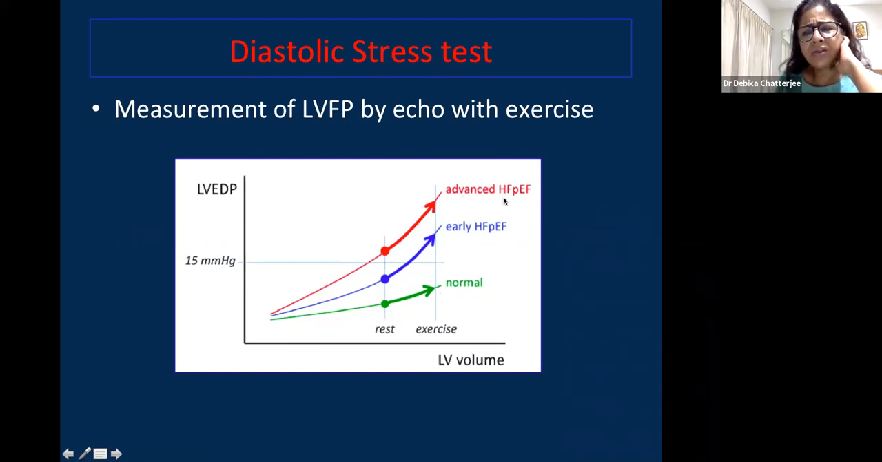Well, in advanced HFpEF patient, even at rest, the LV filling pressure is high and it will go higher as the patient walks. We got in advanced HFpEF patients, high LV filling pressure at rest. Now, what about this group of patients whose LV filling pressure is normal at rest, but as the patient starts walking or doing exercise, his or her LV filling pressure rises. So these are the patients who are in the early HFpEF, and we are going to measure the LV filling pressure.